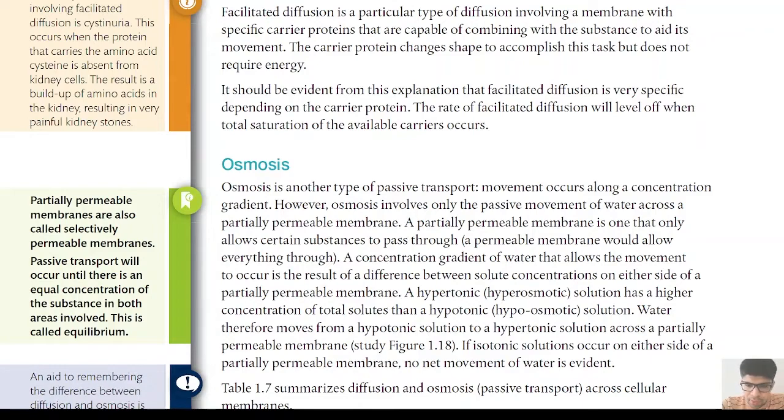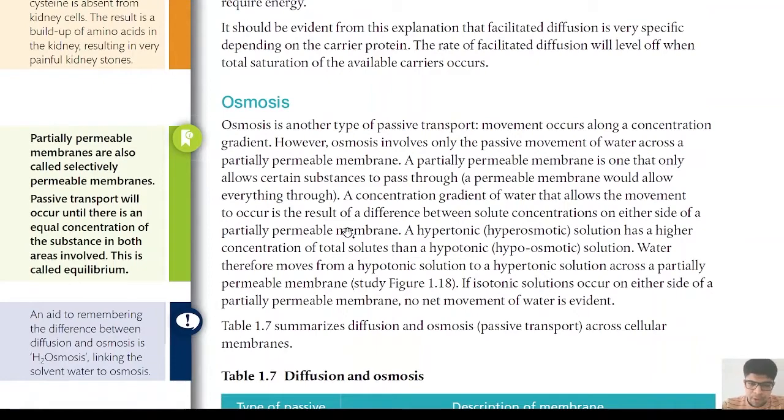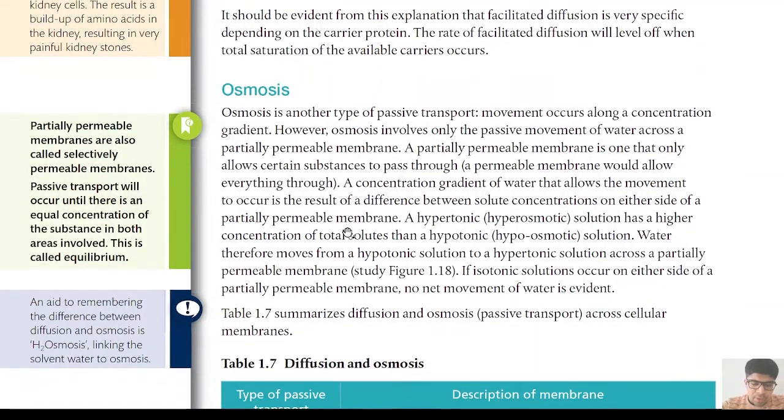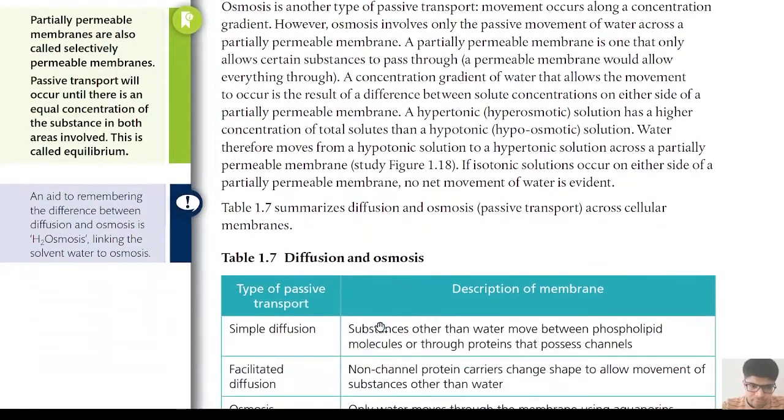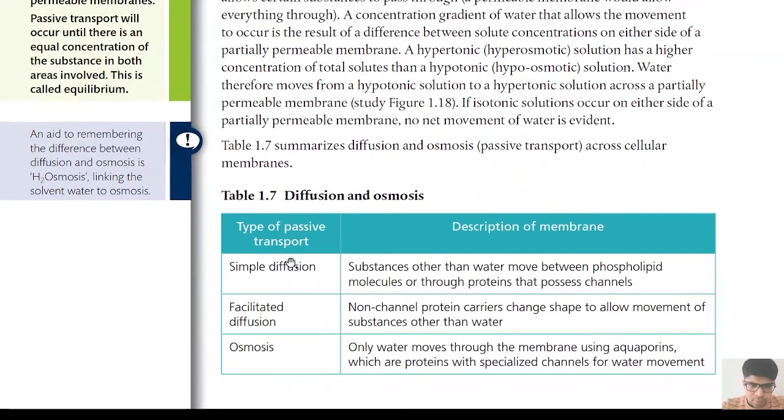A hypertonic, which is hyperosmotic solution, has a higher concentration of total solutes than a hypotonic, which is hypoosmotic solution. Water therefore moves from a hypotonic solution to a hypertonic solution across the partially permeable membrane, which we can see in figure 1.18. If isotonic solutions occur on either side of the partially permeable membrane, no net movement of water is evident. Table 1.7 summarizes diffusion and osmosis, passive transport across cellular membrane.